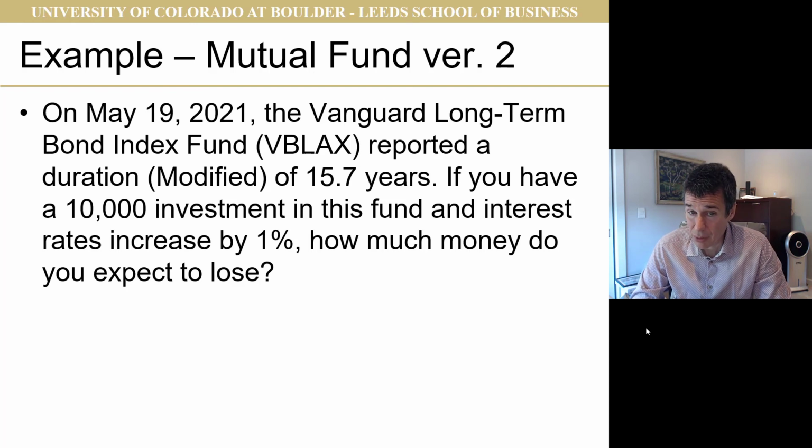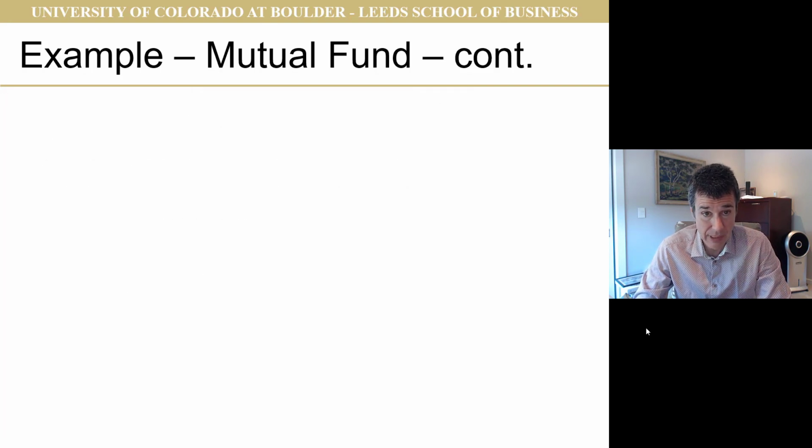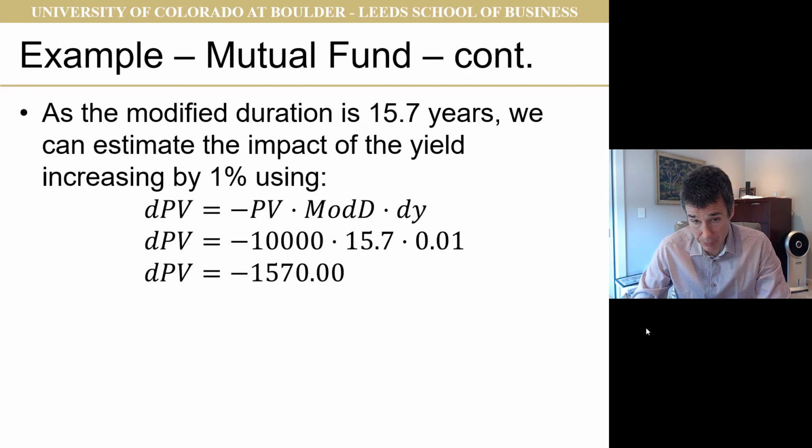On May 19th, 2021, the Vanguard Long-Term Bond Index Fund reported a modified duration of 15.7 years. Longer term, greater duration. If you had $10,000 invested in this fund and interest rates increased by 1%, how much would we expect to lose here? Same formula, except instead of using 5.1, we use 15.7. We expect to lose $1,570.